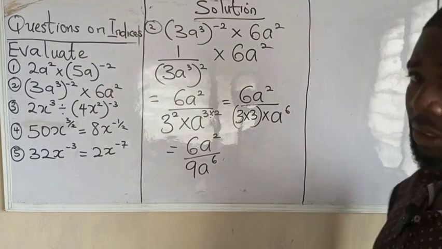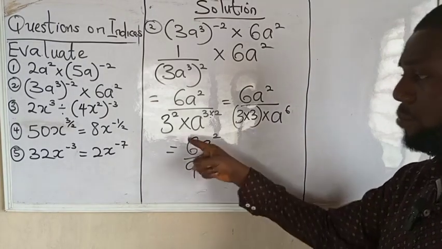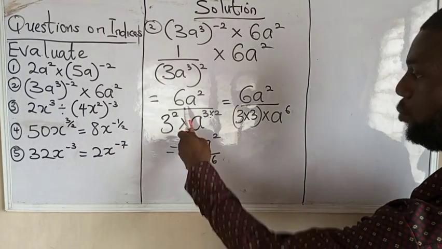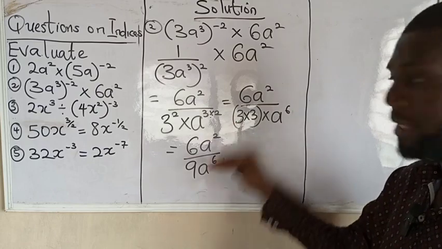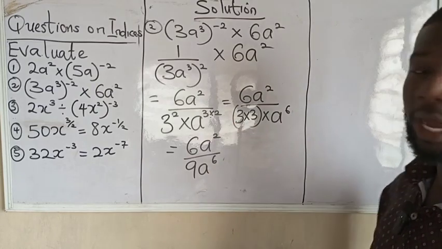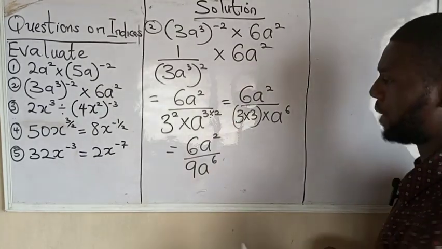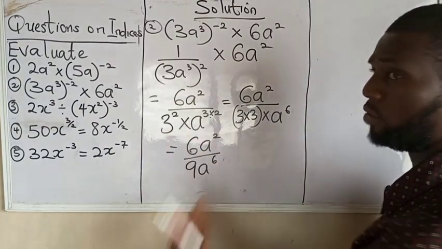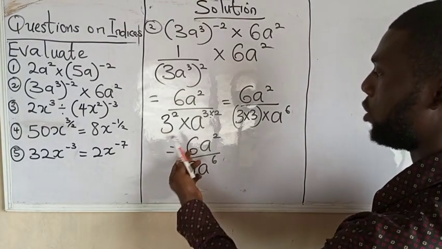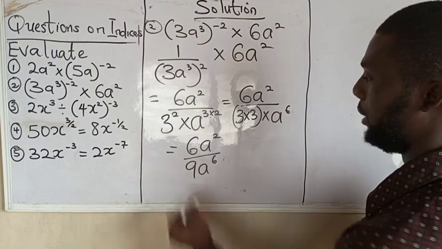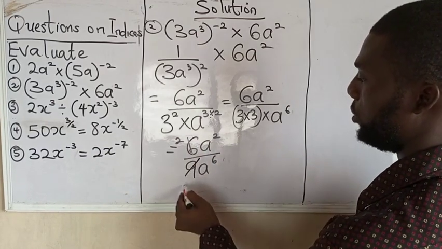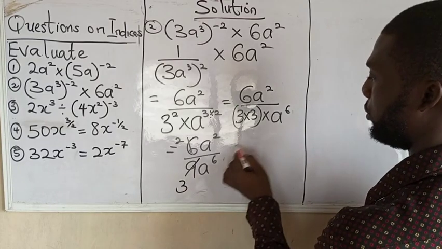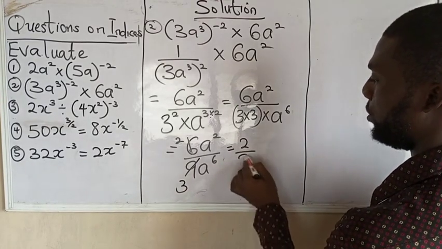Now, as you can see, there are numbers on one side, that is the numerator and the denominator, and we can also see letters on the other side, which is also the numerator and the denominator. So I can just divide this normally to its lowest term. The common number that can divide 6 and 9 is 3. So 3 goes in 6, that is 2. 3 goes in 9, that is 3. And so we have 2 over 3.